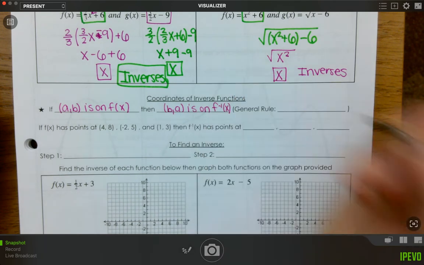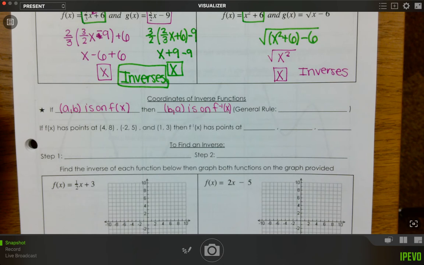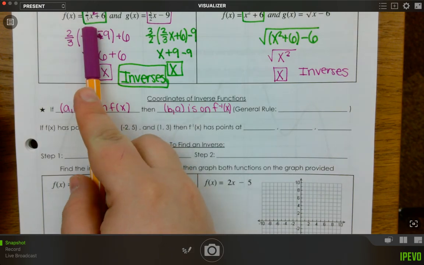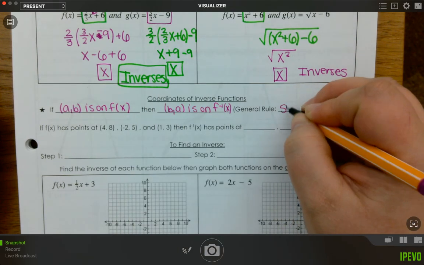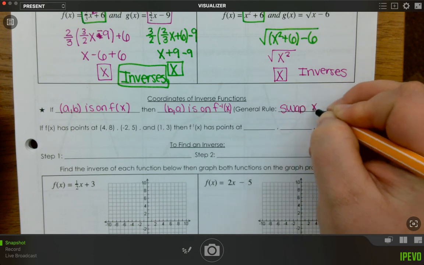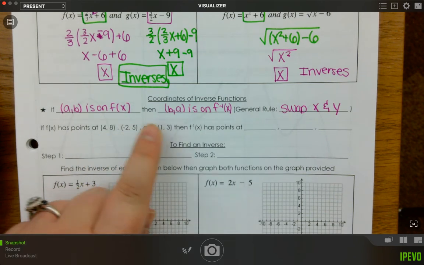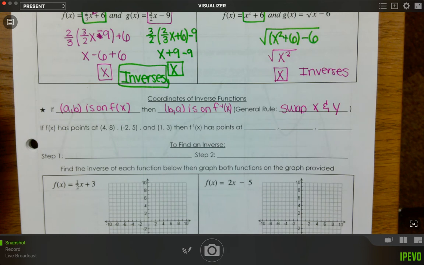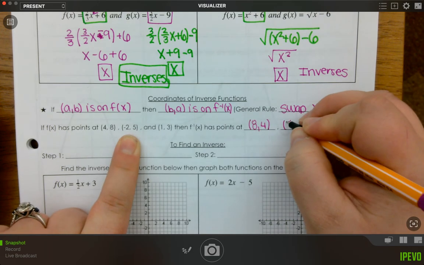So this general rule here is that if you're trying to find an inverse, if you're not just trying to check to see if they're inverses, but if you want to take this equation and figure out what this one is without already knowing, then what you're going to do as a general rule is swap x and y. So between an inverse and the original, x and y sort of just switch positions. So if f of x has points at 4, 8, negative 2, 5, and 1, 3, then the inverse is going to have points at flip these two, flip these two, flip these two.